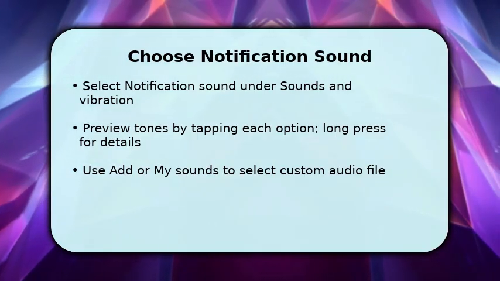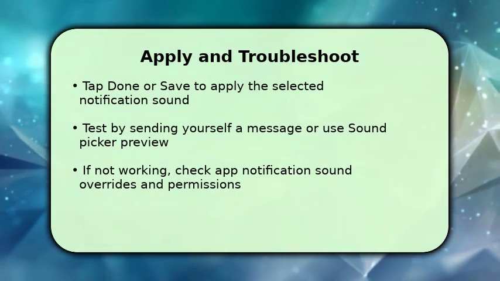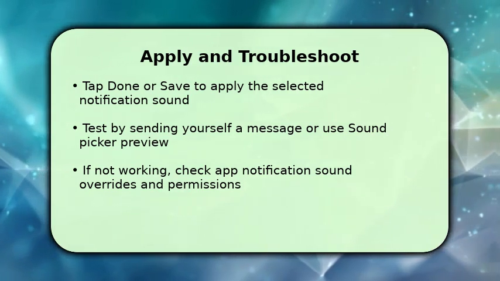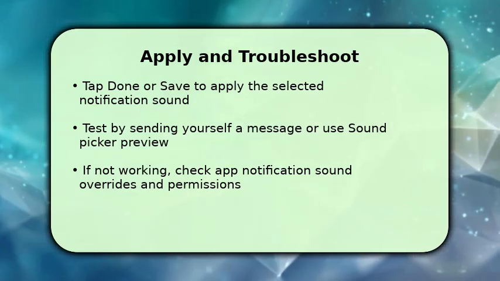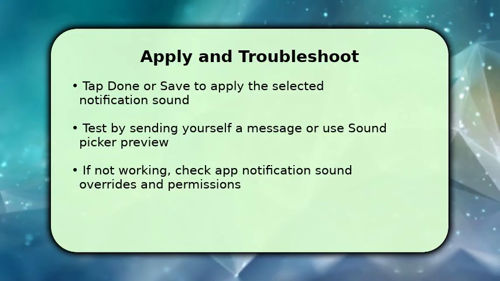Finally, save your selection by tapping Done or Save so the new notification sound applies system-wide. You should test it immediately by sending yourself a message or using the sound picker's preview to confirm volume and clarity. If you don't hear it, check app-specific notification settings since some apps override system tones.